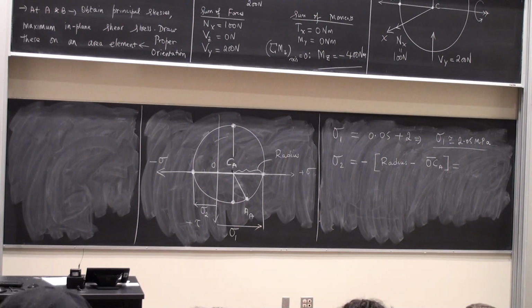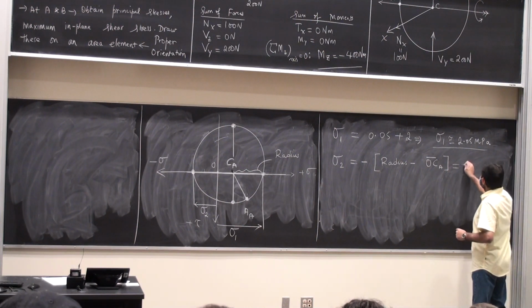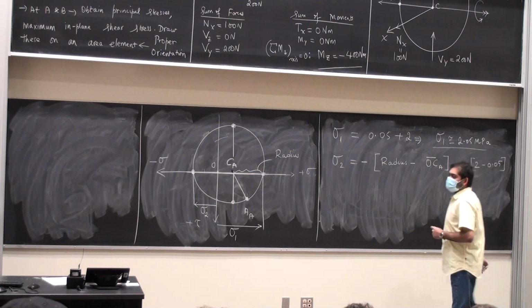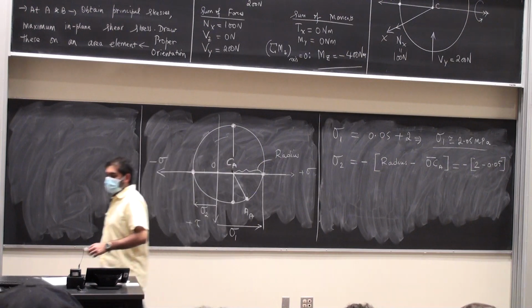So the radius is going to be 2. So, minus 2 minus 0.05. Apologies for that.